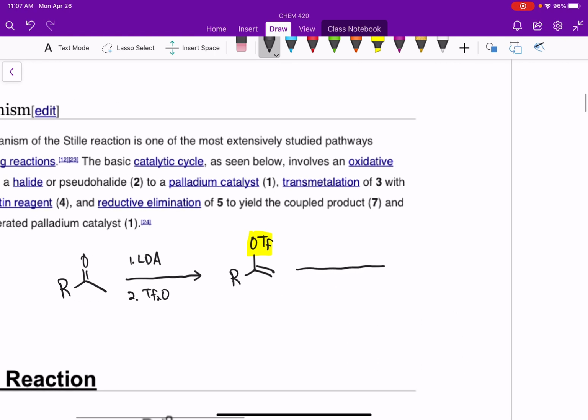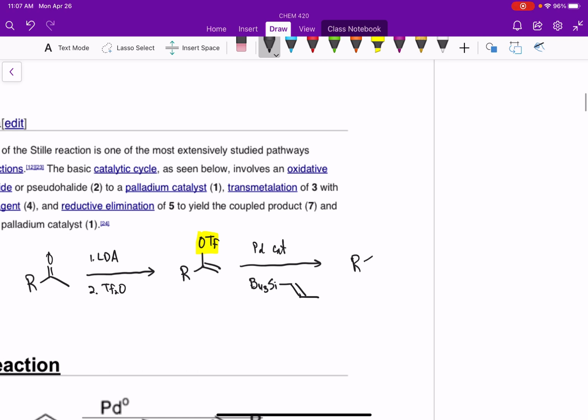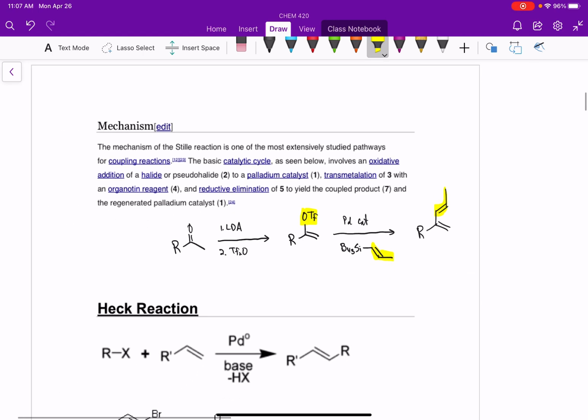So you can now treat this with a palladium catalyst and then some tin derivative to get your new complex here. So we've done our Stille coupling here by adding this alkene to this position here. All right, so this is just showing you how we can use our triflate from a ketone to do the Stille coupling.